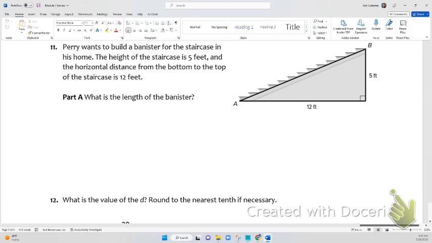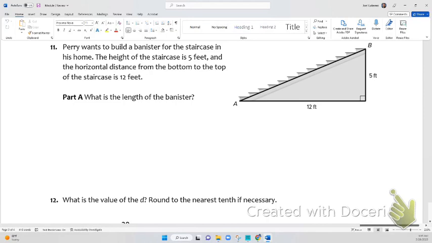Okay, moving on to number 11. It says Perry wants to build a banister for the staircase in his home. The height of the staircase is 5 feet, and the horizontal distance from the top to the bottom of the staircase is 12 feet. They want to know, what is the length of the banister?